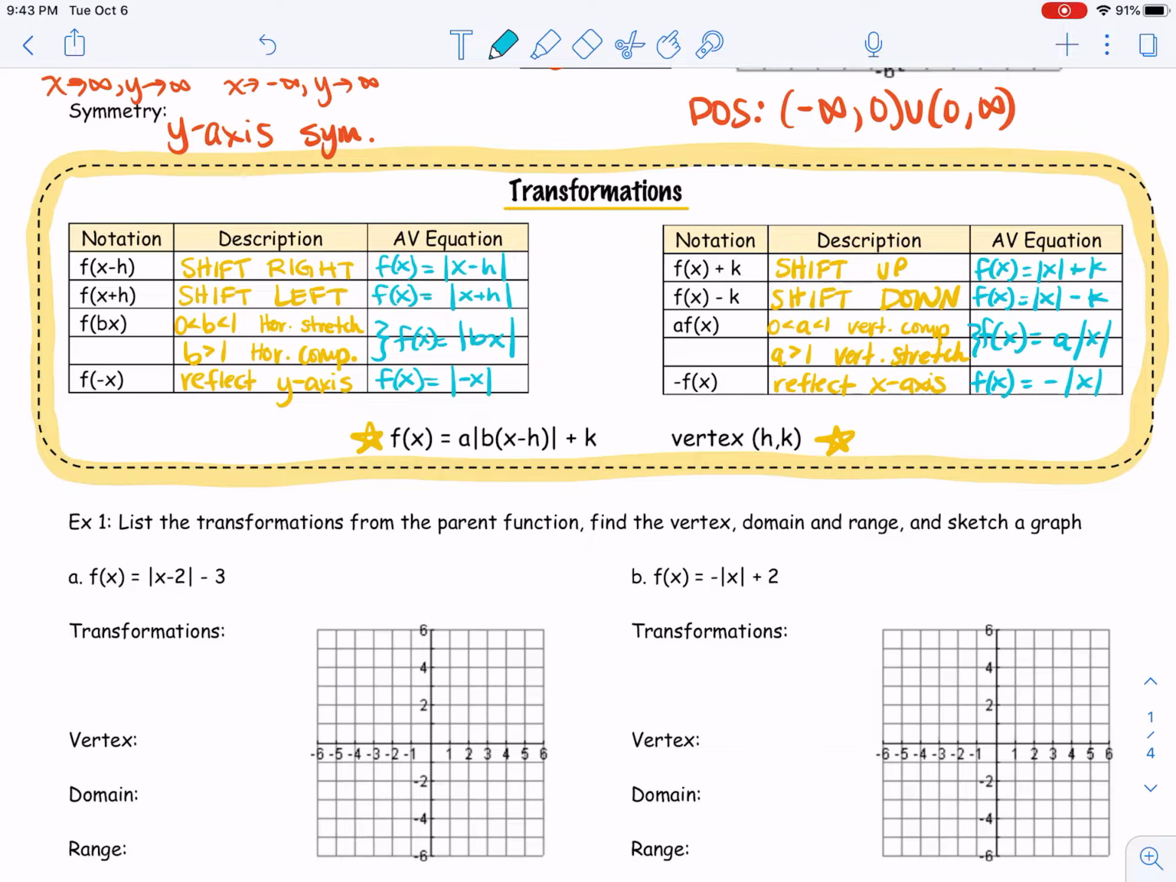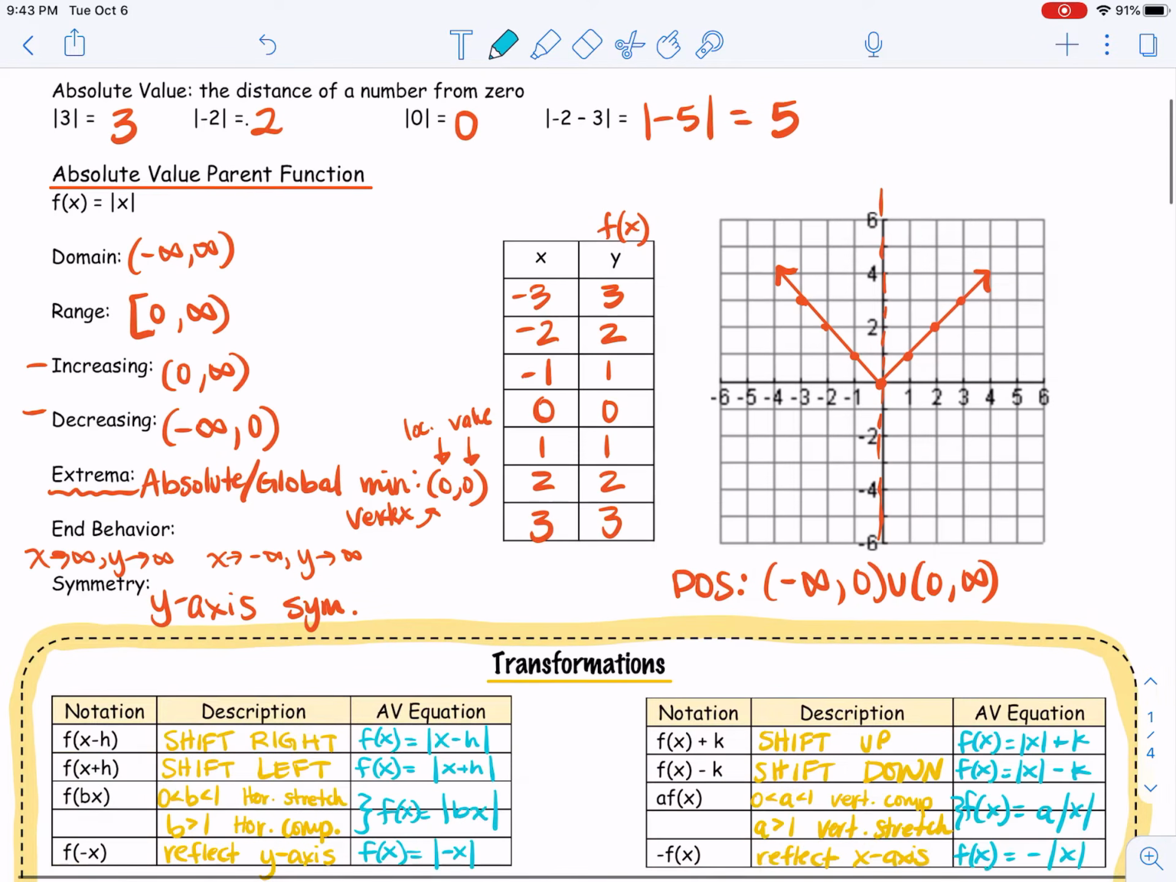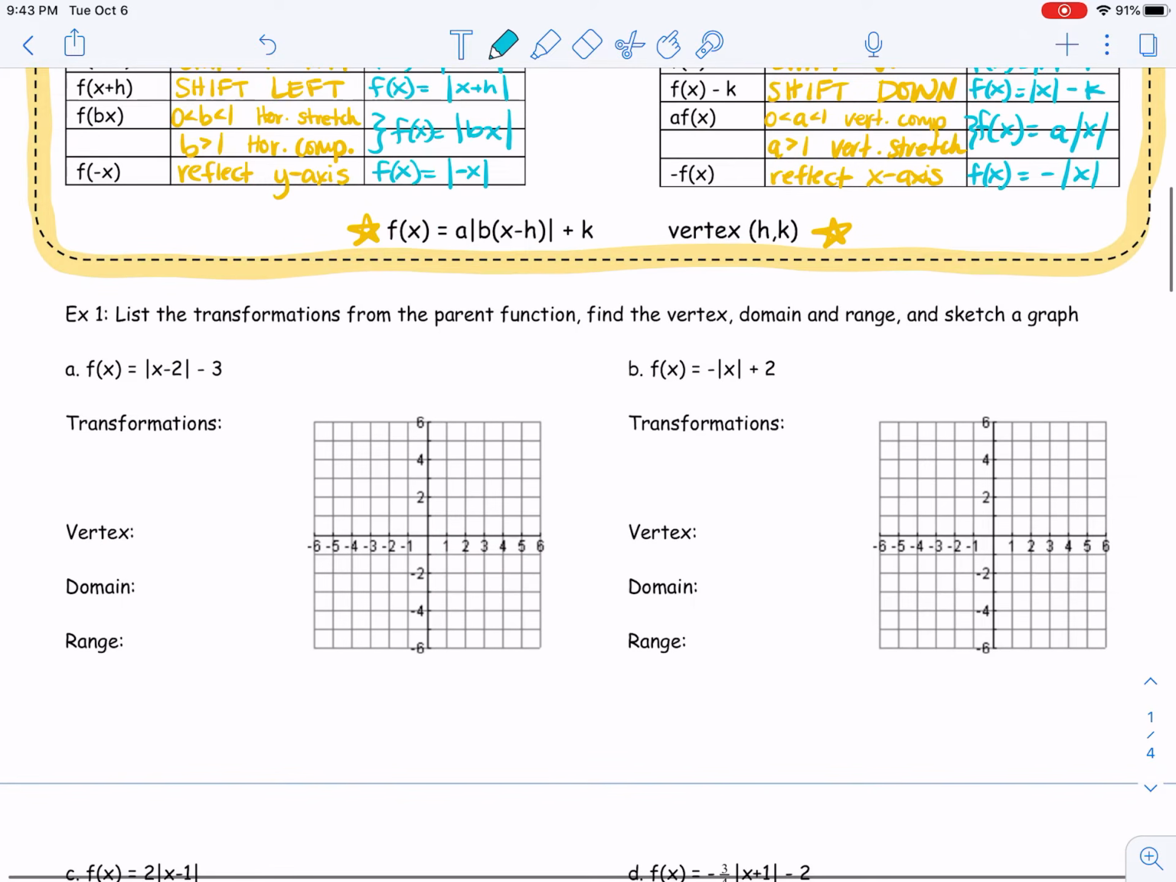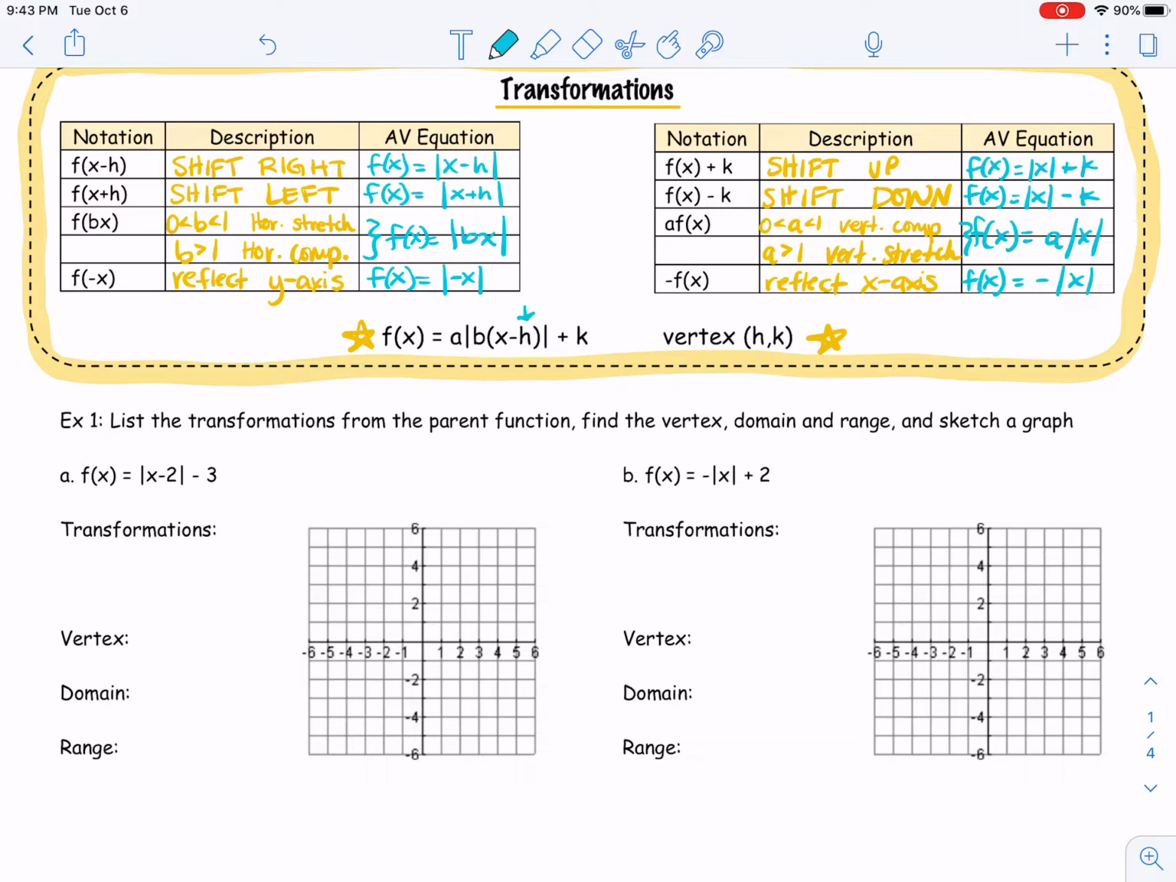And so if we are taking our parent function and we shift it left, right, up, or down, that is going to be the location of that new vertex. So our vertex is going to be wherever h and k are. So if I've shifted right 1 and up 3, then my new vertex is 1, 3. If I shift left 2, down 1, then my new vertex is negative 2, negative 1. Okay? So that's what we're going to do right now.